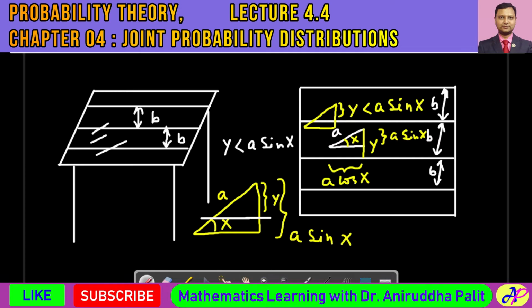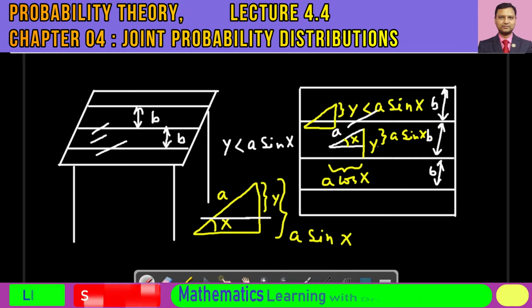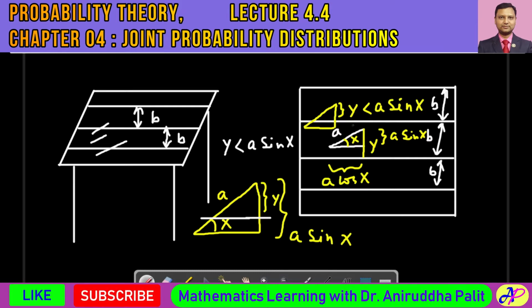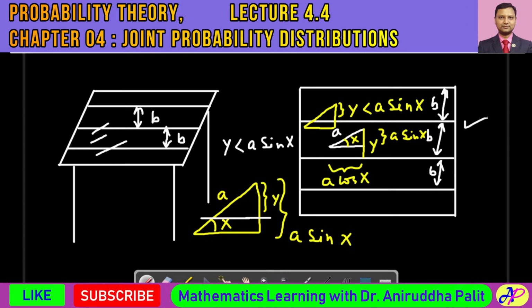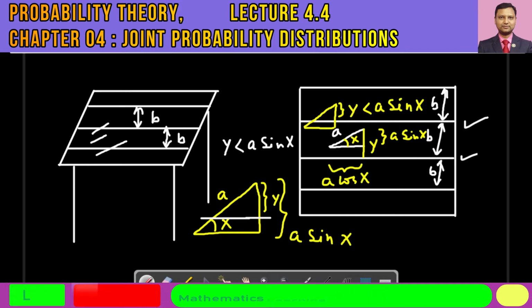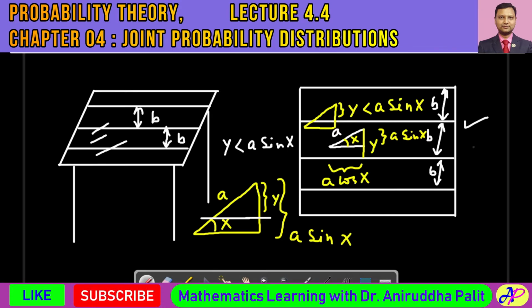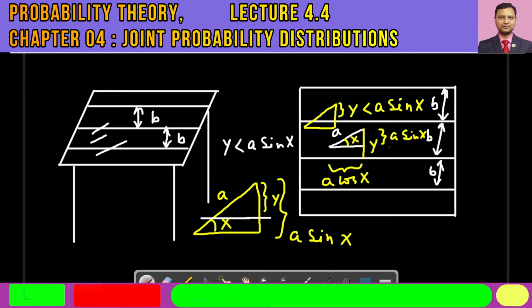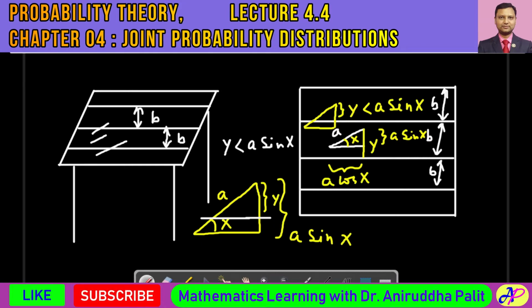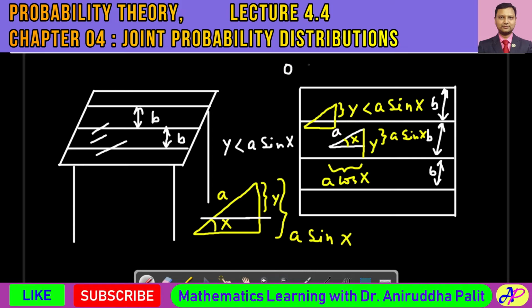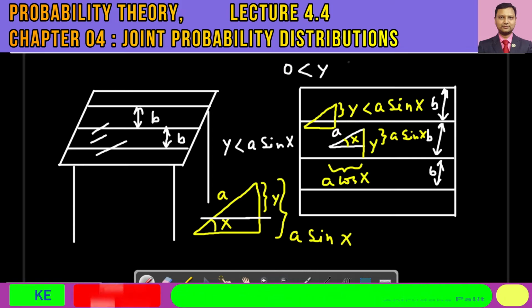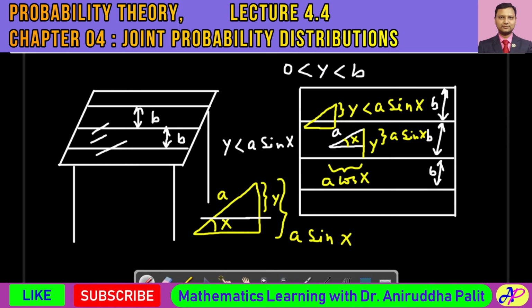Because you see, if this end intersects over here, it crosses this region, in that case we can measure everything with respect to this horizontal line, the line below the middle. All right, so we can say that the spectrum of y would be 0 less than y less than b.